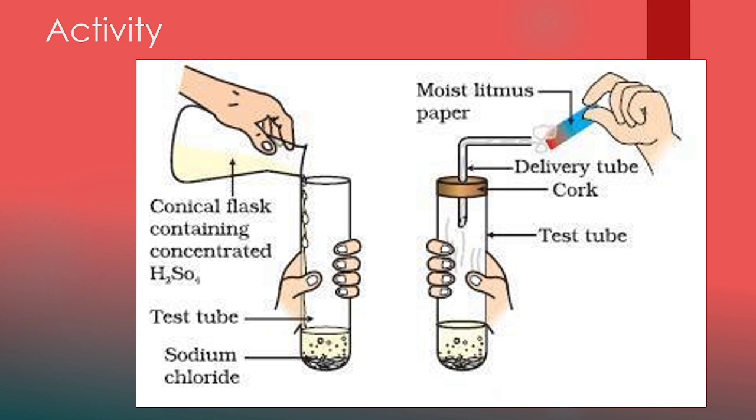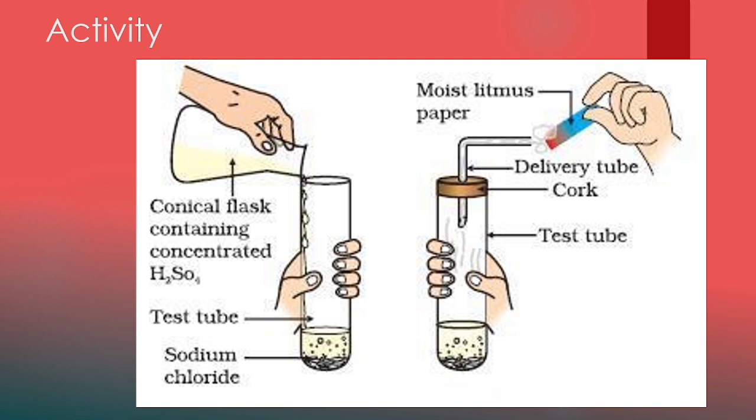From this activity, we can conclude that hydrogen chloride gas does not show acidic behavior in the absence of water, but it shows acidic behavior when water is present. Dry HCl gas does not contain any hydrogen ions in it, so it does not show acidic behavior. In fact, dry HCl gas does not change the color of dry blue litmus paper because it has no H plus aqueous ions.